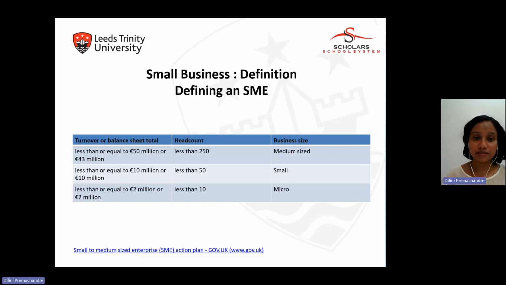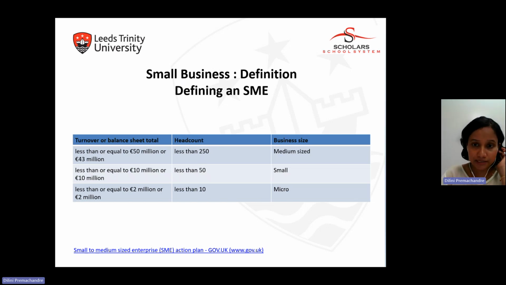And when it comes to a small business, that means it's bigger than a micro business. For a small business, the headcount or the number of employees has to be 10 to 50, and turnover has to be less than or equal to 10 million euros, and the balance sheet value also has to be less than 10 million euros. That means the total value of assets.